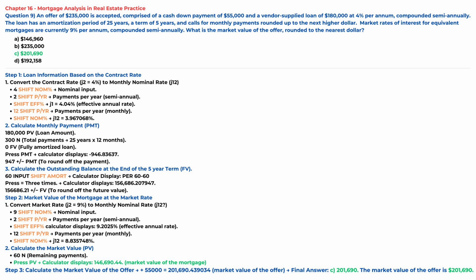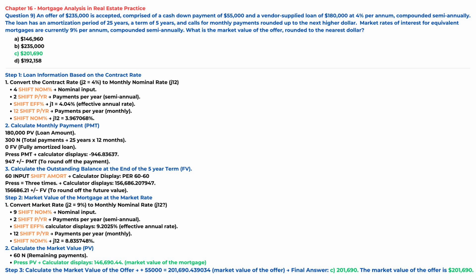Step 3: Calculate the outstanding balance at the end of the 5-year term, FV. 60 Input, Shift, Amort, calculator displays per 60-60. Press the equal sign 3 times. Calculator displays 156,686,286.21, plus and minus sign, and then FV to round off the future value.